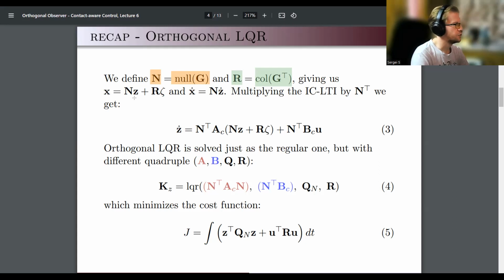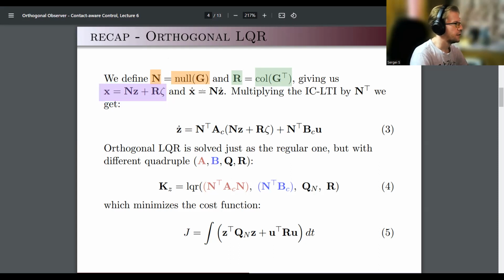Okay. So those two matrices, and we can decompose X as this sum N times Z plus R times zeta, where Z will be coordinates in the null space of G, and zeta will be coordinates in the row space of G, right? N and R, remember, if you concatenate them together, produce a full rank matrix because they are orthogonal complements of each other, as null space and row space always are. So together they span the whole space. So they produce a basis, an orthonormal basis for R^n.